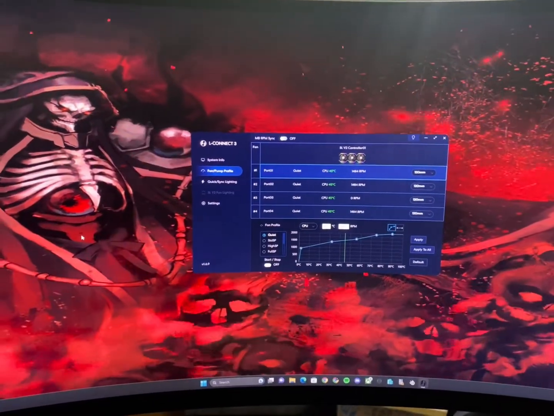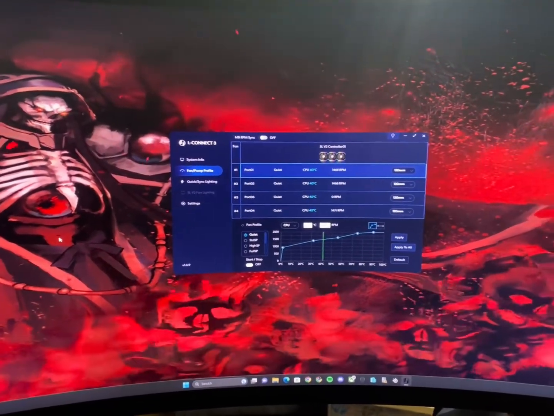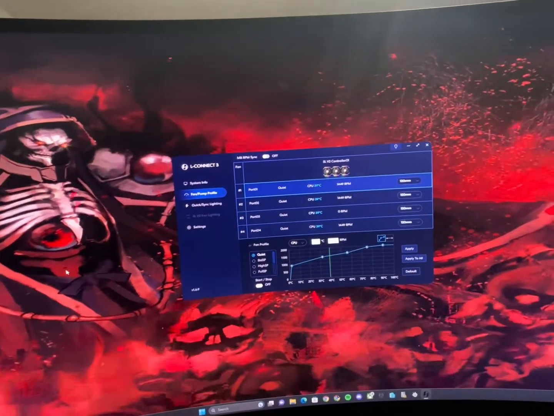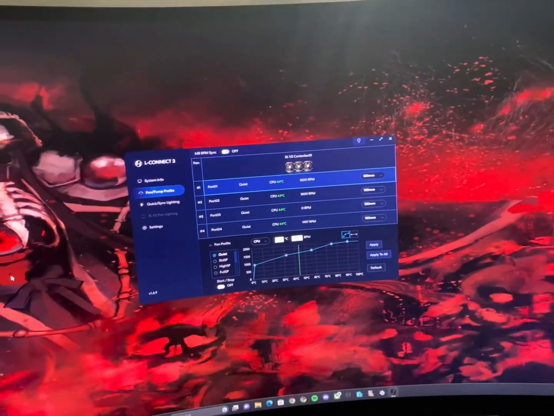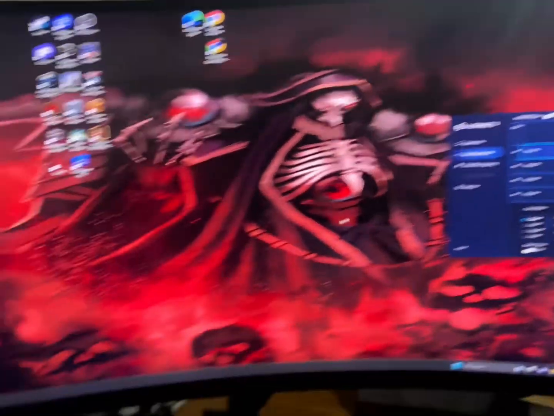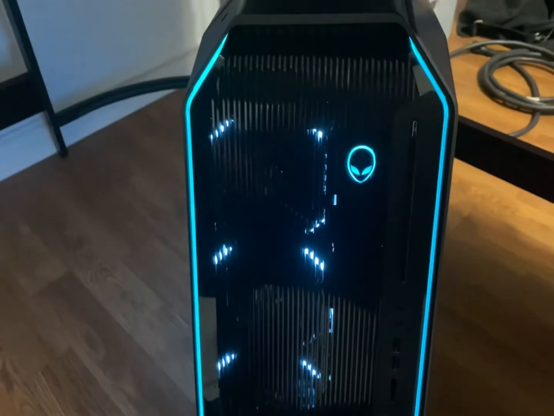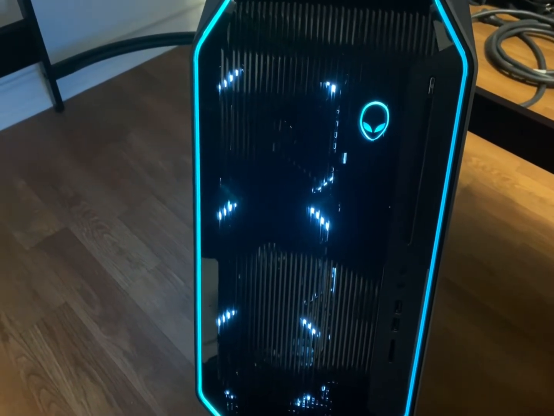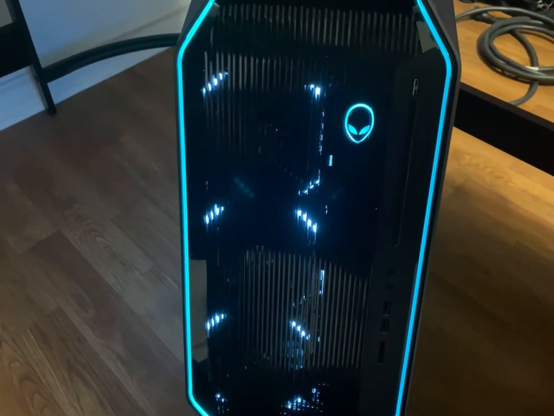Today I'm going to talk about Lian Li Uni fans. I have the Lian Li Uni fans SL120s. They're pretty good fans. I like them. I like the way they look. However, there is an issue with these fans.